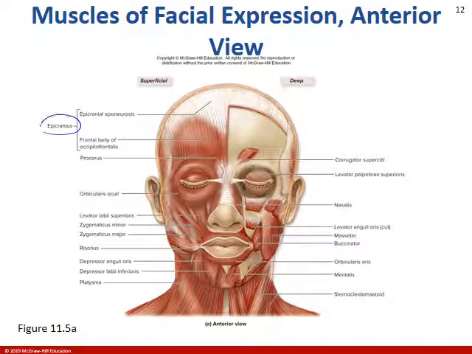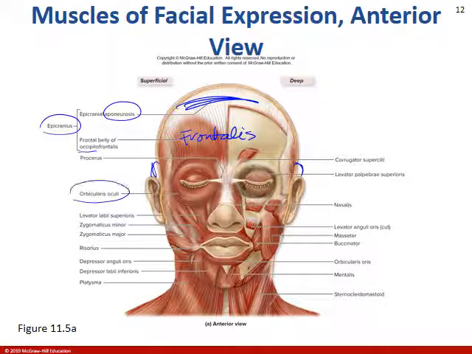Here we have this term epicranius. Epicranius is actually made up of the frontalis muscle. So this is frontalis. Here's that broad tendon sheet, the aponeurosis. And then in the back here, obviously we can't see it because we're looking at an anterior view, there would be the occipitalis muscle. So sometimes they refer to all three of those as epicranius because they're all connected via that aponeurosis.